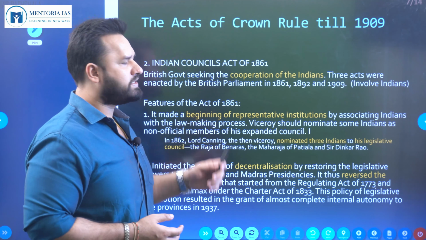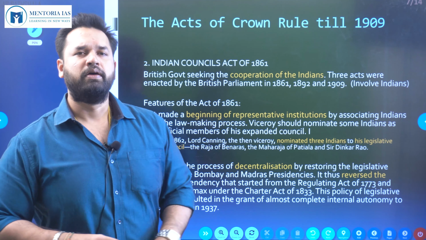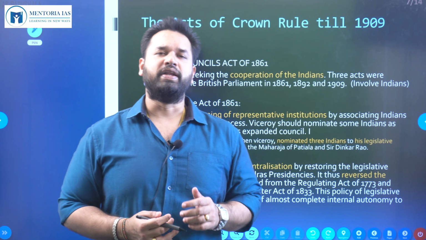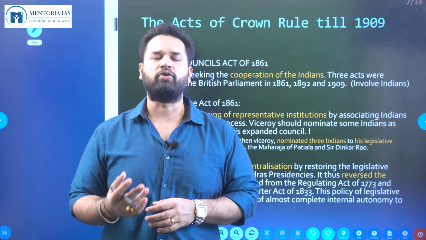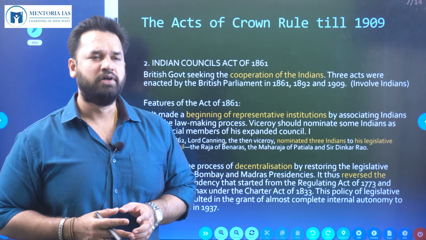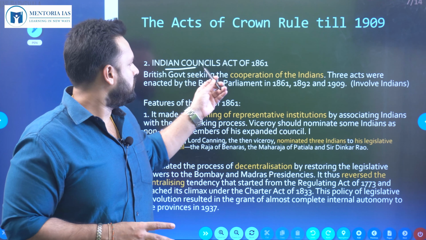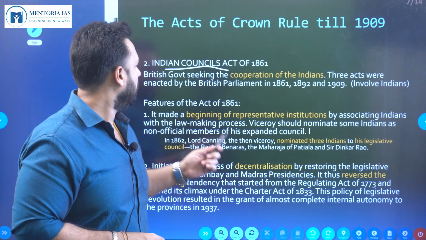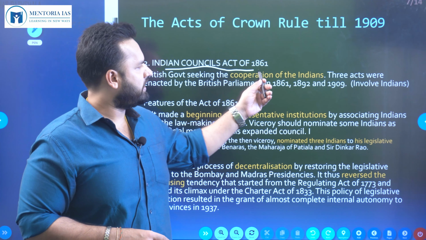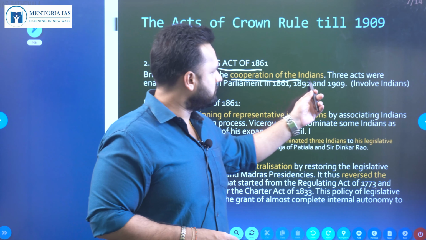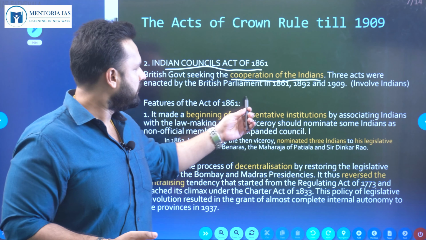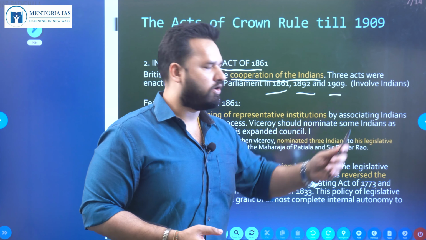Okay, the next act. The Queen came into role and then said we need more cooperation from Indians. The British Parliament said we need more cooperation, involve more Indians so as to rule better, or to rob better. They passed the Indian Councils Act 1861. The British government, seeking the cooperation of Indians, passed the Councils Acts of 1861, 1892 and 1909.